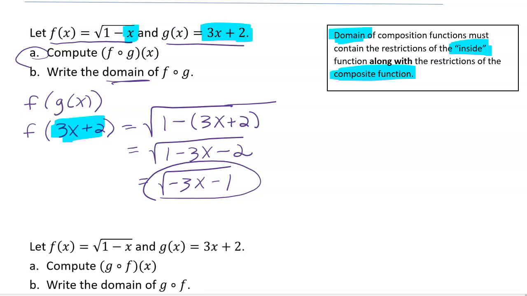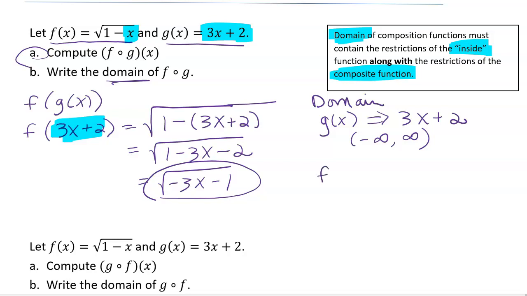So our inside function is g of x. So if I want to think about my domain of g of x, I am thinking about the domain of this 3x plus 2. Well, this is just a linear function. You could throw that on Desmos if you needed to. And my domain is going to be negative infinity to positive infinity. Then I want to think about the domain of the composition. So the composition of f of g of x is this outcome we got over here.